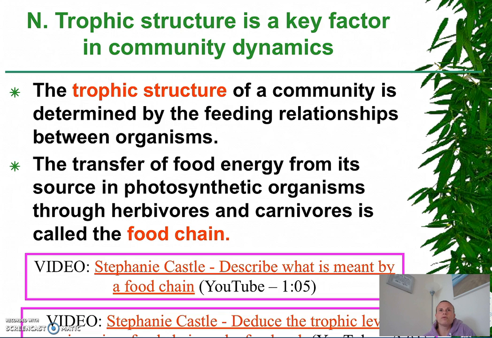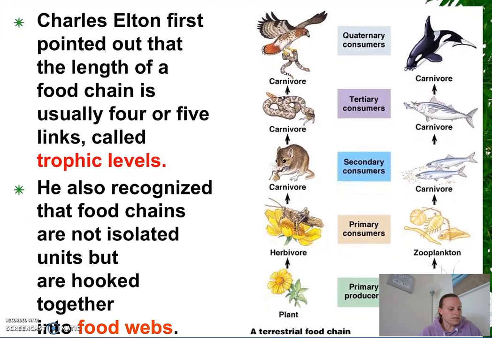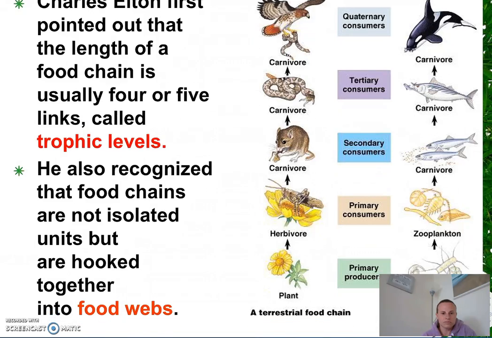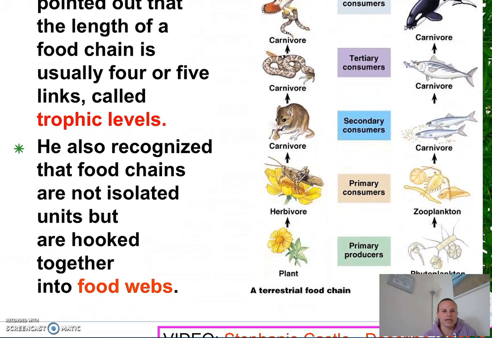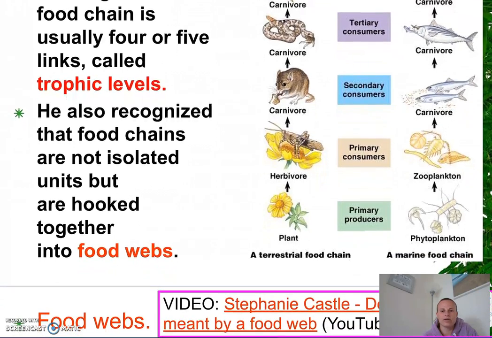And when multiple food chains are linked together, which is the case in any ecosystem, we refer to that as a food web. So Charles Elton was the first one who pointed out that the length of a food chain is usually 4 or 5 links, and he called each one of these links, so to speak, a trophic level. And he was the one who also recognized that food chains aren't isolated, but connected together in webs.